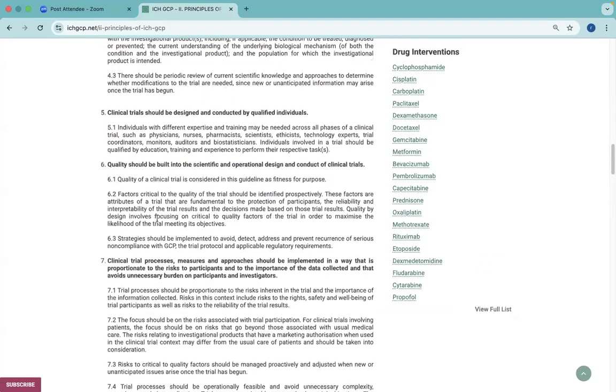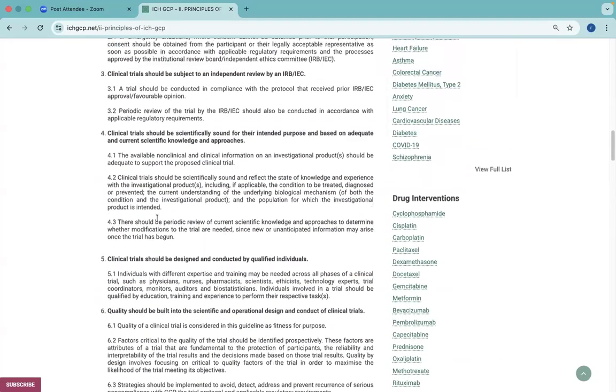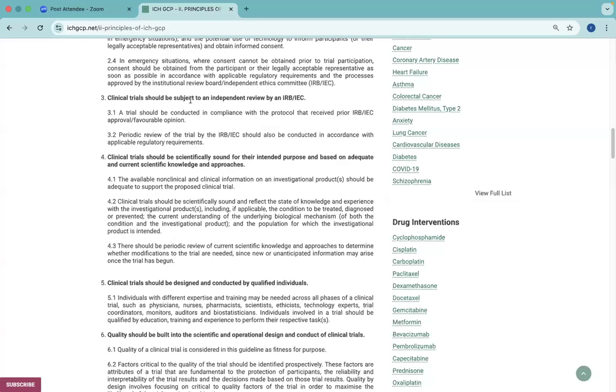So they are more focused on the clinical trial. You see here, a clinical trial should be subject to an independent review by IRB/IEC. A trial should be conducted in compliance with a protocol that received prior IRB/IEC approval. That means your clinical trial should be according to your protocol, and the protocol should have received prior IRB/IEC approval in order to conduct the trial. You should have an approval, okay.